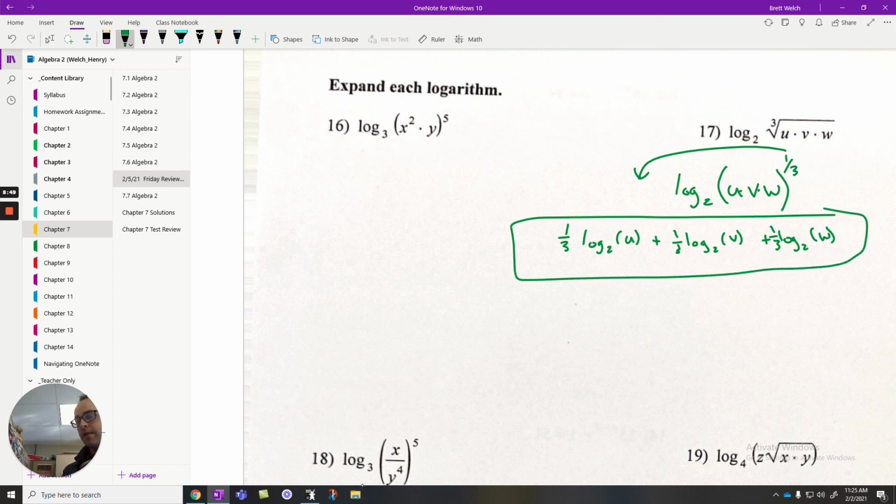If it's division, like down here, I'd create a subtraction problem. But we're just trying to remember those rules of exponents go in front, things like that. On a question like 16, you're going to be happier if you'll distribute the exponent initially, making it x to the 10th, y to the 5th in the parentheses. That way when you separate it, you're only messing with one exponent per term instead of 2.